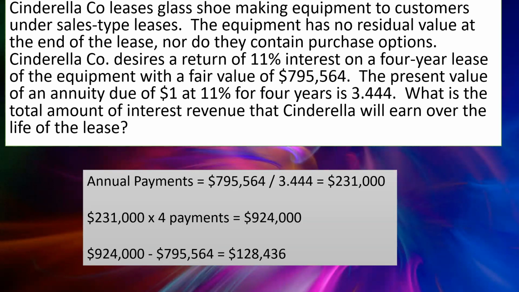So it tells us that they are making 4 payments, 4-year lease. So they're making 4 payments of $231,000. So when we multiply 4 payments times the $231,000 total, they are going to be paying $924,000. $924,000 minus the fair value of the equipment is $128,436. All of that is the 11% interest that they were charging. So ultimately our answer is $128,436.